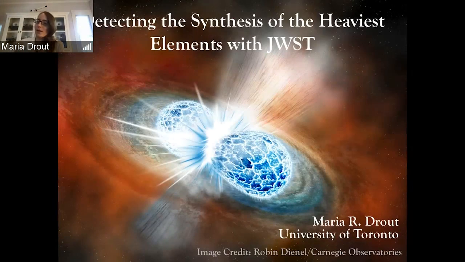We are going to try to use JWST to understand the origin of the heaviest elements in the periodic table. So how are we actually going to do it? It's going to be a bit of a whirlwind story for the next 20 minutes that involves merging neutron stars, gravitational waves, and some of the most energetic explosions in the universe. But let's take a step back first.